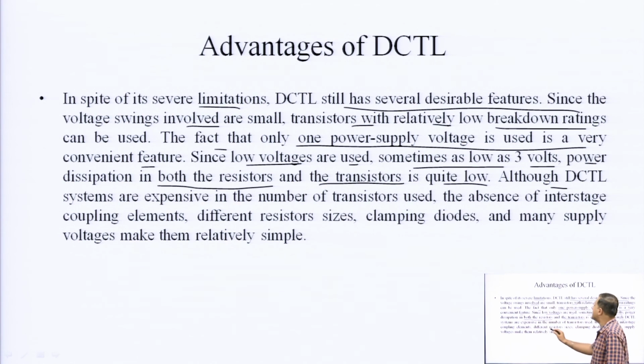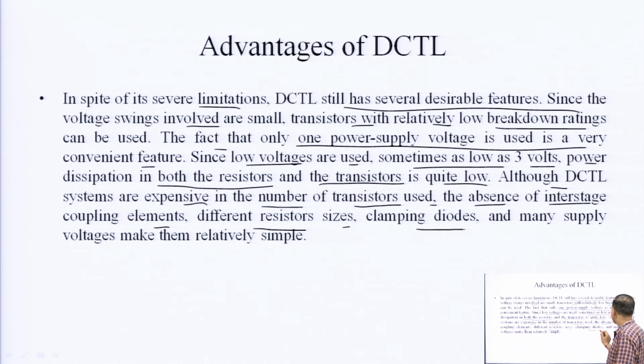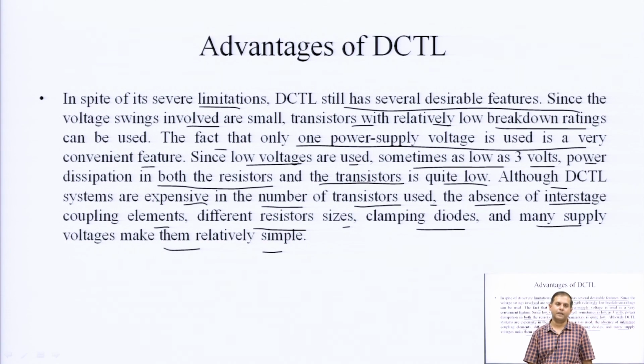Although DCTL systems are expensive in the number of transistors used, the absence of interstage coupling elements, different resistor sizes, clamping diodes and many supply voltages makes them relatively simple. Okay. So, they are using only transistors, and transistors are expensive, but coupling elements, different resistors, clamping diodes and many supply voltages are not there. So, that makes the DCTL very helpful.